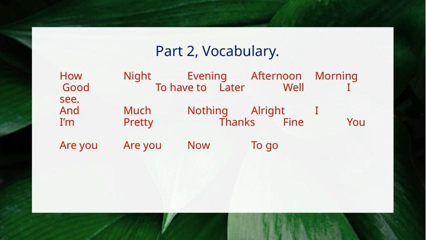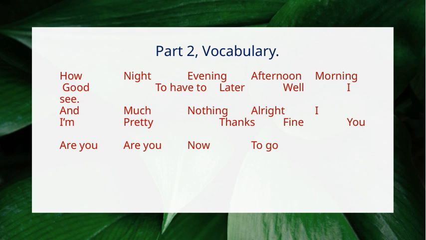This slide introduces some common words and phrases that are essential for everyday conversations. You'll notice words like night, evening, afternoon, and morning. These help us talk about different times of the day. Understanding these time-related words is fundamental because they often come up in daily interactions. Next, we see words like good, well, thanks, and fine. These are useful for greeting people and responding politely. For example, saying good morning or thanks shows good manners and helps build rapport.